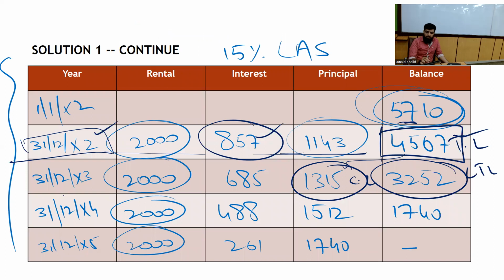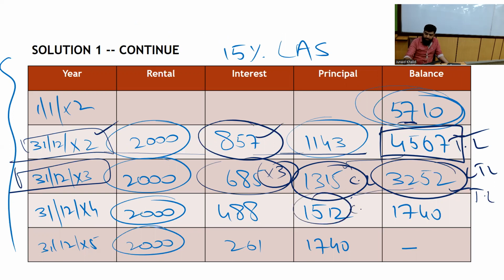31st December 2003. At the end of 2003, the finance cost that would be recognized in 2003 would be 685. And at the end of 2003, the total liability was 3252, out of which 1512 would be paid in the next accounting period, that is current liability, and 1740 would be the long-term liability. I hope you will get this one. Please note it down, and then we'll move on.